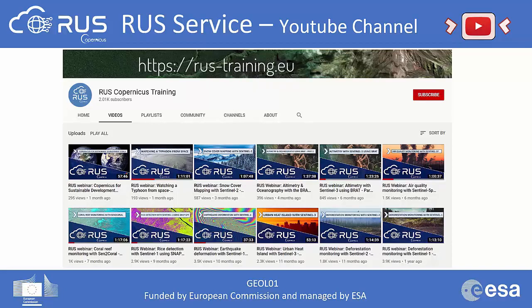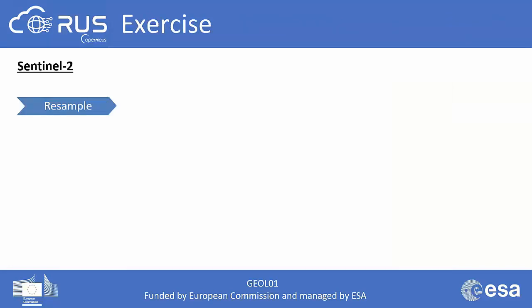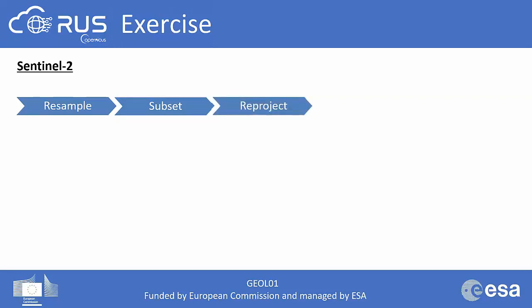Okay, now let's move on to the exercise. First of all, I will quickly explain the steps that we will follow. For the Sentinel-2 image, first we will resample the data in order to have all the 13 spectral bands in the same spatial resolution. Then we will create a subset of the image we want, because we don't want to process the whole image. Then we will reproject it, because right now it is in UTM and we want to convert it to longitude, latitude of WGS84. And then we will classify the product.